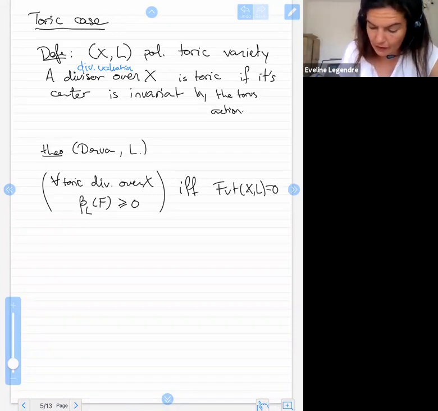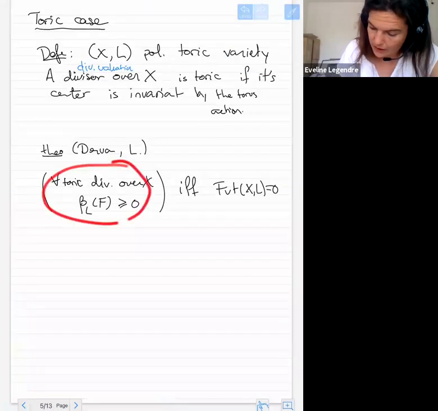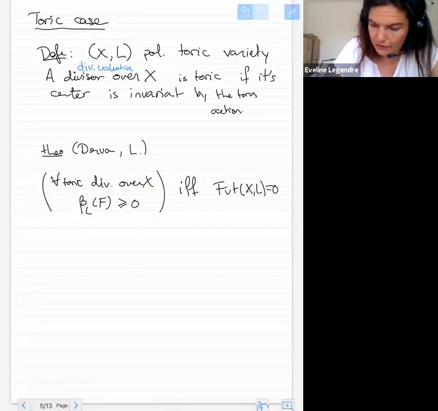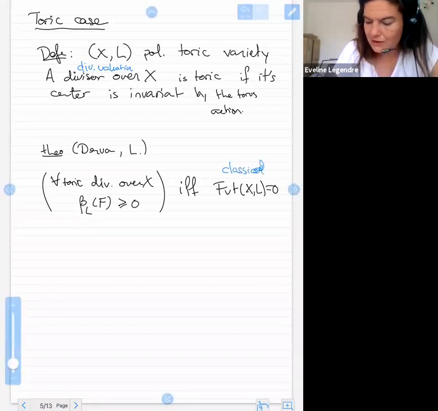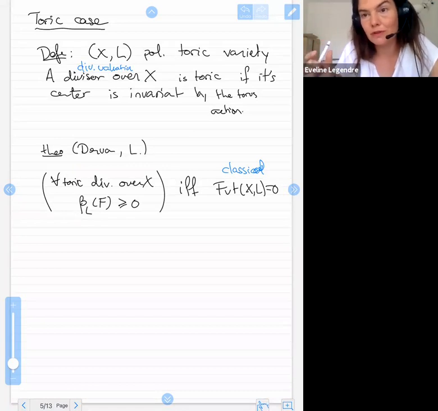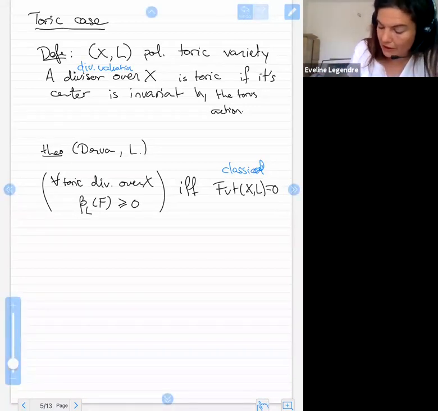And so if we look only at these toric divisors, then it is semi-stable, relatively stable, if and only if the classical Futaki invariant is 0. So in the toric setting, the classical Futaki invariant corresponds to the difference between the barycenter of the polytope corresponding to the ample line bundle L, and the boundary barycenter.